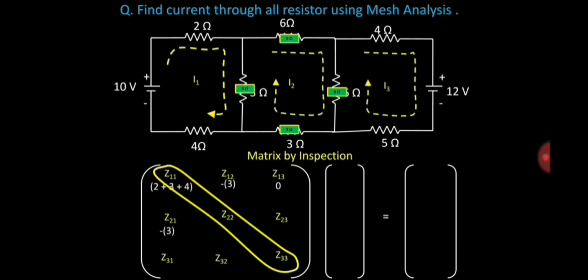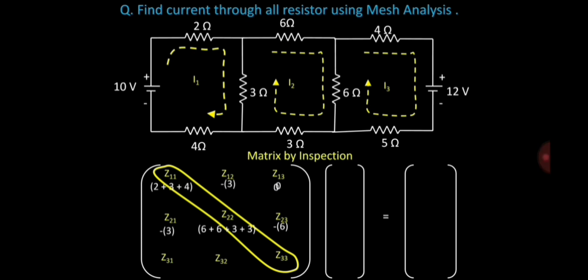So then for the Z22, you have to add all the impedances present in the loop 2. So you'll add 6, that's 3 and 4, there you go, we'll have the total impedance in loop 2. So what you should know is that all the impedance in the diagonal should be positive. So for Z23, you look at the impedance shared between loop 2 and loop 3. We have 6, but in the negative direction.